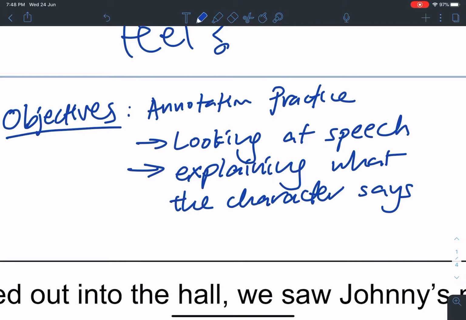Okay, and we are still on chapter 8. You will need your chapter 8 worksheet with you, the one that we were working on the previous lesson. And as you can see, these are our objectives for today.